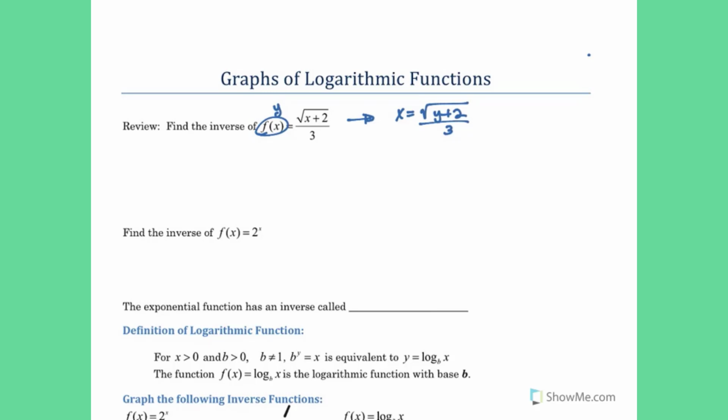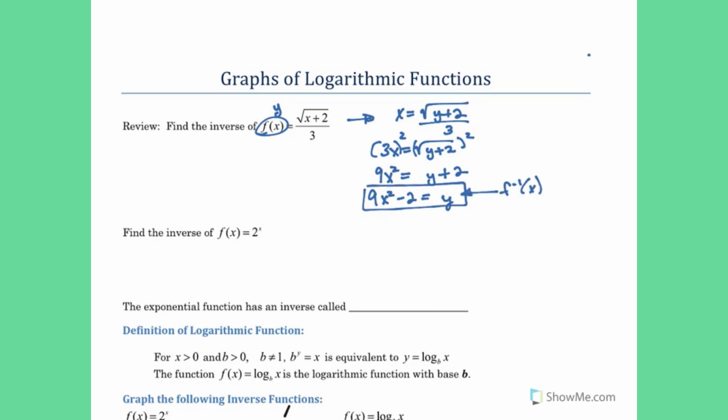So let's see, if I multiply both sides by 3, I would then square both sides, and I would solve for y. And then you really should change that to the symbol for the inverse function. That's how we found the inverse of our functions.